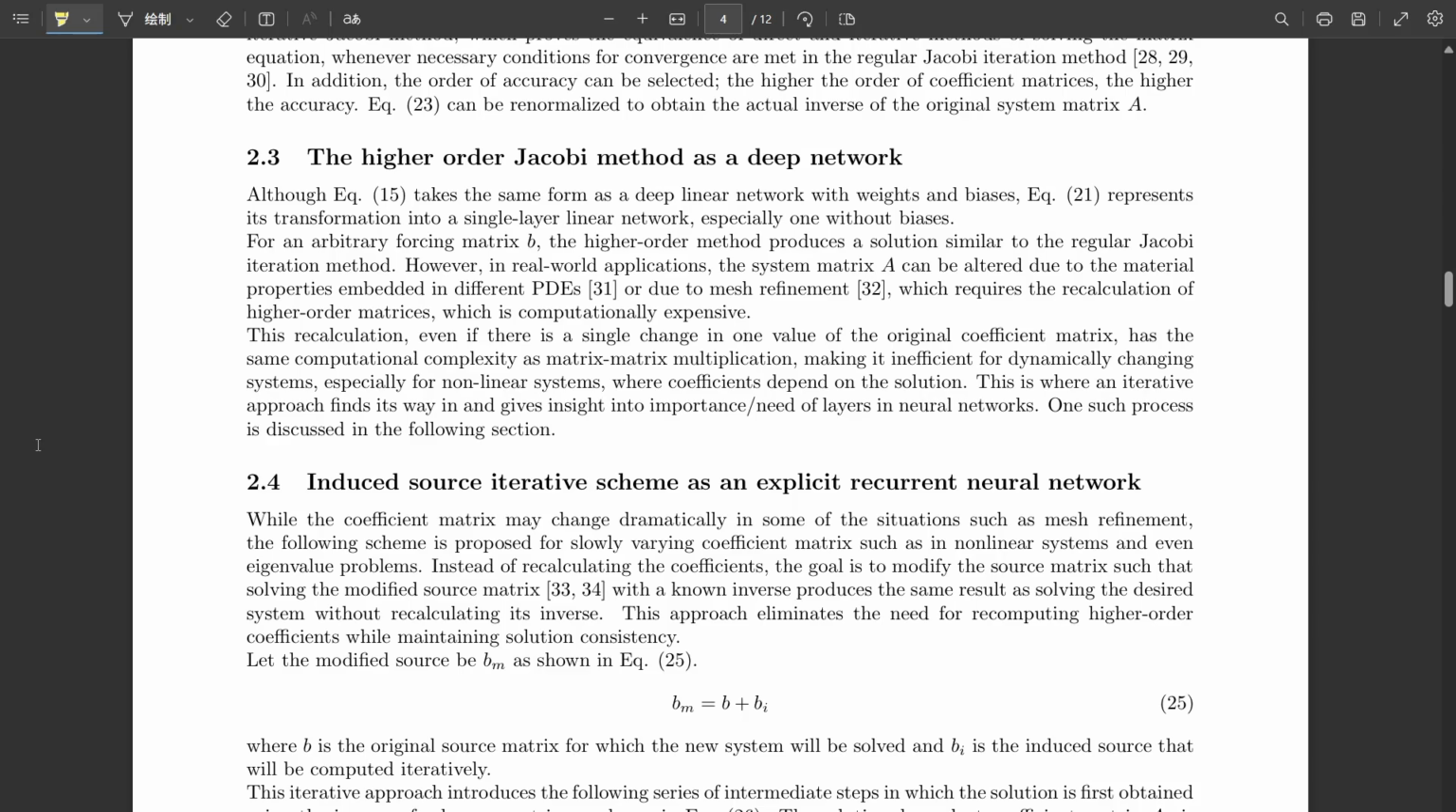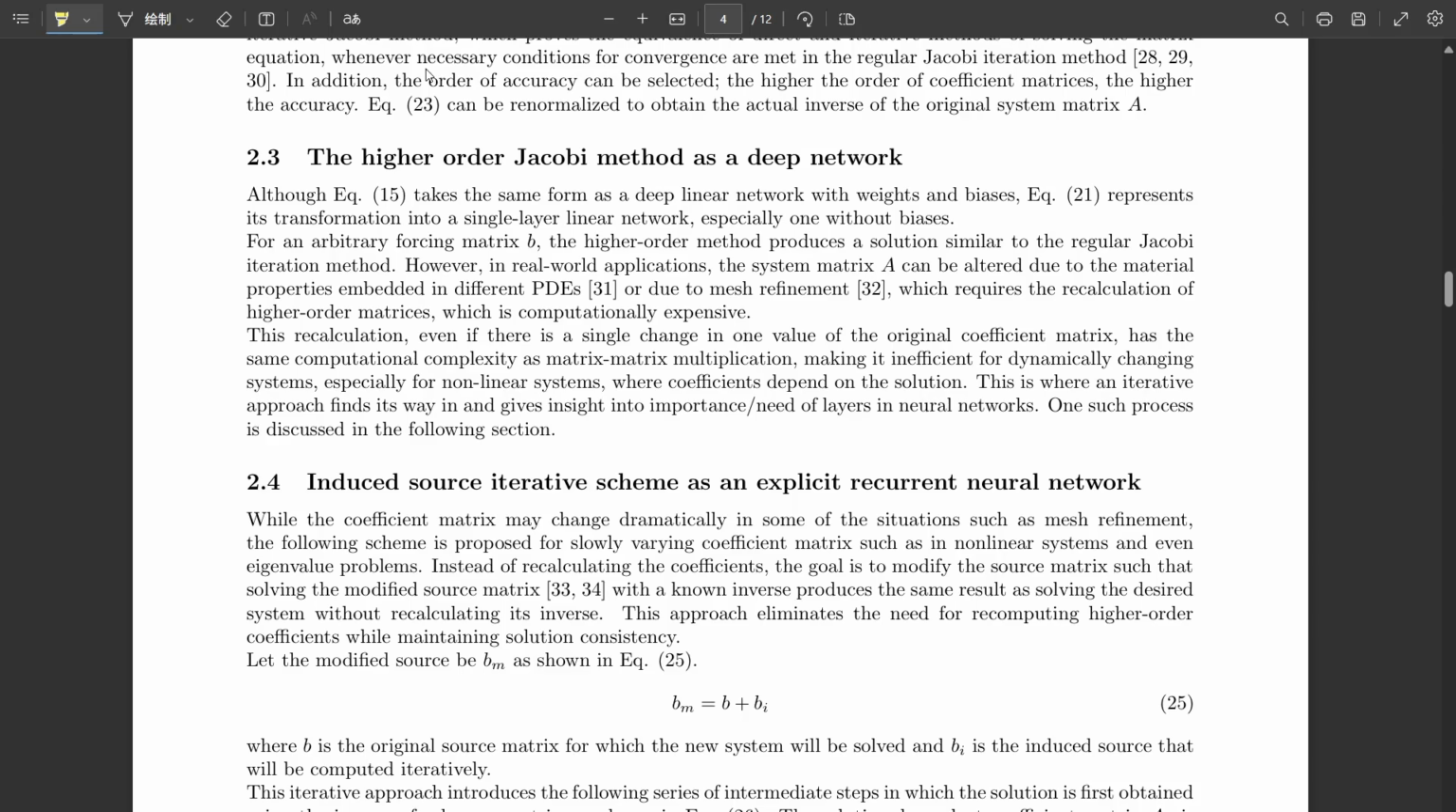The idea is clever. Solve the new system with the changed matrix, let's call it A-prime, without recalculating the expensive coefficients or the inverse. Instead, you use the inverse you already calculated for the original baseline matrix. Use the old inverse to solve the new problem. You rewrite the new equation, A-prime x equals b, as A x equals b plus a delta x term. See that extra term? They call that the induced source, b-delta.